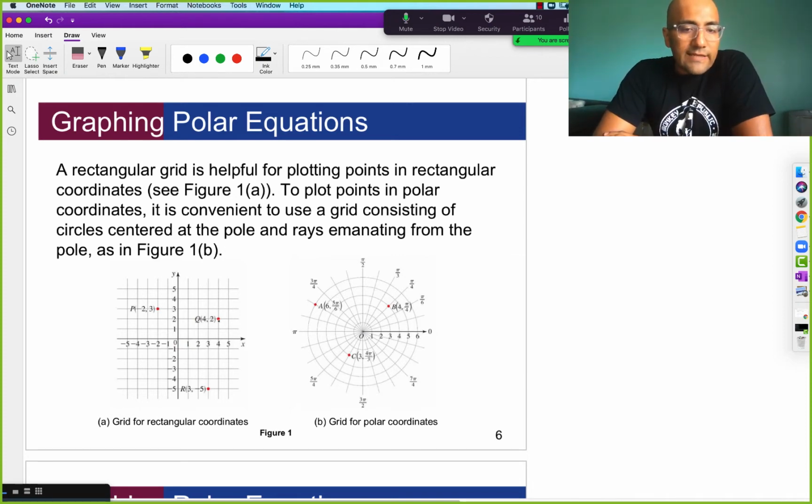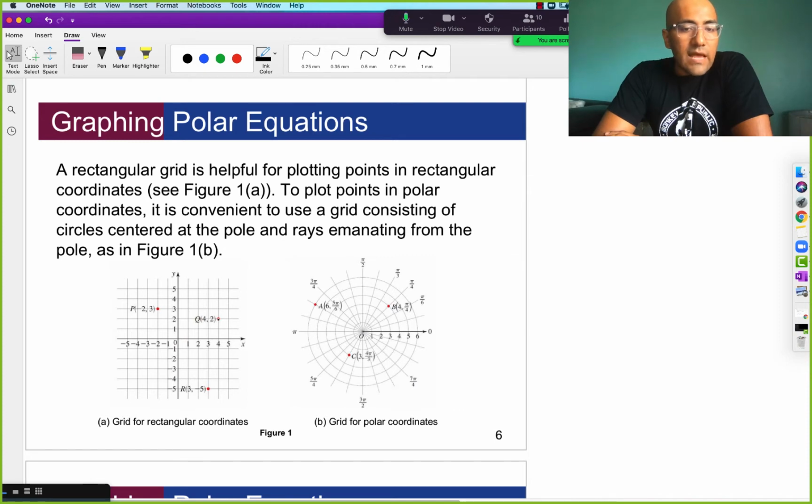If we want to identify this point right there, we use this ordered pair, (4, 2). We go 4 units in the x-axis direction, and then we travel 2 units in the perpendicular direction, the y-axis direction, and that's how we get to this point.